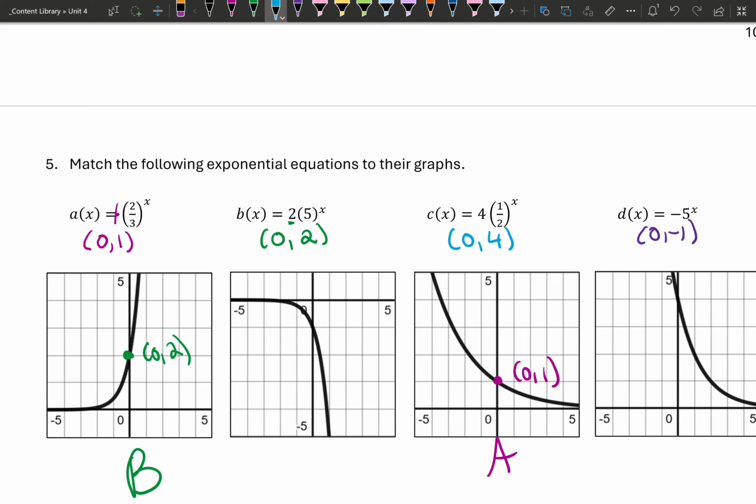For letter C, (0, 4) is right here. And finally, for letter D, (0, -1) is there. Fantastic.